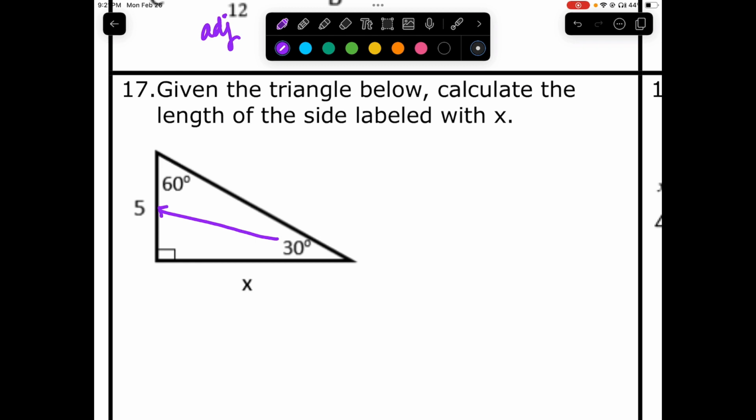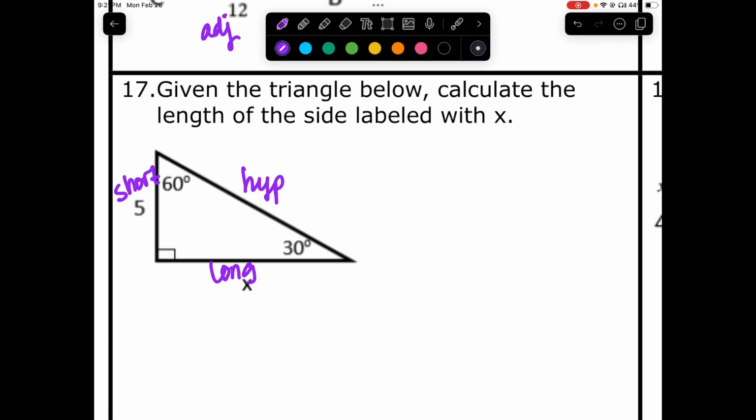All right, so why did I do that? I have no idea why I did that. Sorry. This is the short leg, which is across from 30. The short leg is always going to be across from 30. This is the long leg, which is always across from the 60. And then across from the 90 is always the hypotenuse.